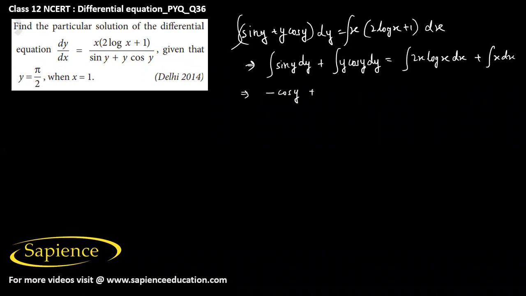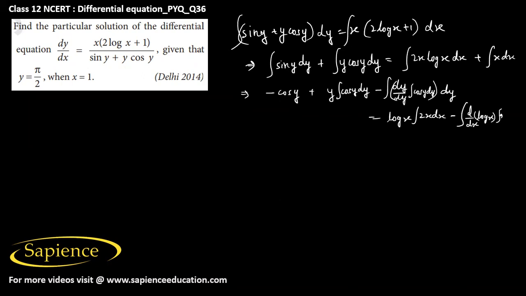Then plus this, we have to integrate by using the ILATE rule, that means integration by parts. We can take y as the first function. So y into integral cos y dy, then minus integral of dy/dy into integral cos y dy, whole integral dy. And I can write log x integral 2x dx, then minus integral d/dx of log x into integral 2x dx, whole integral dx, then plus integral x dx is x square by 2 plus c.